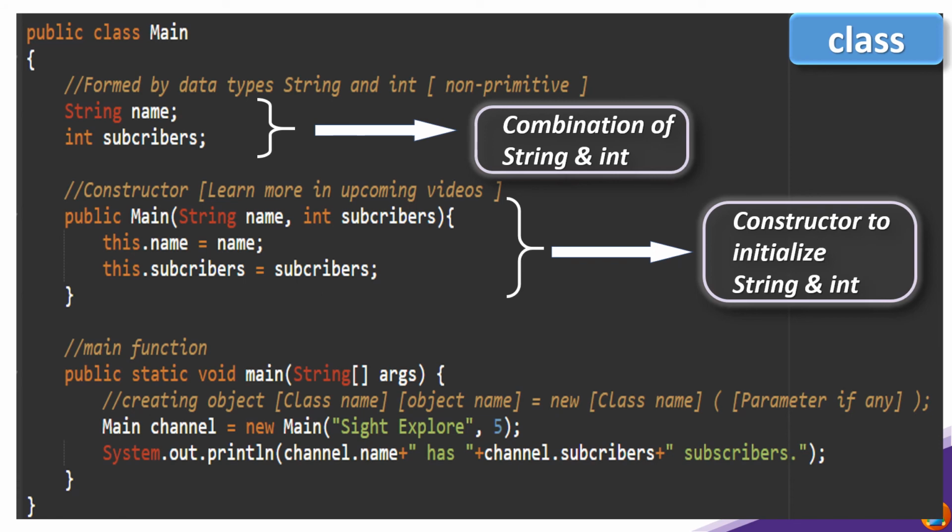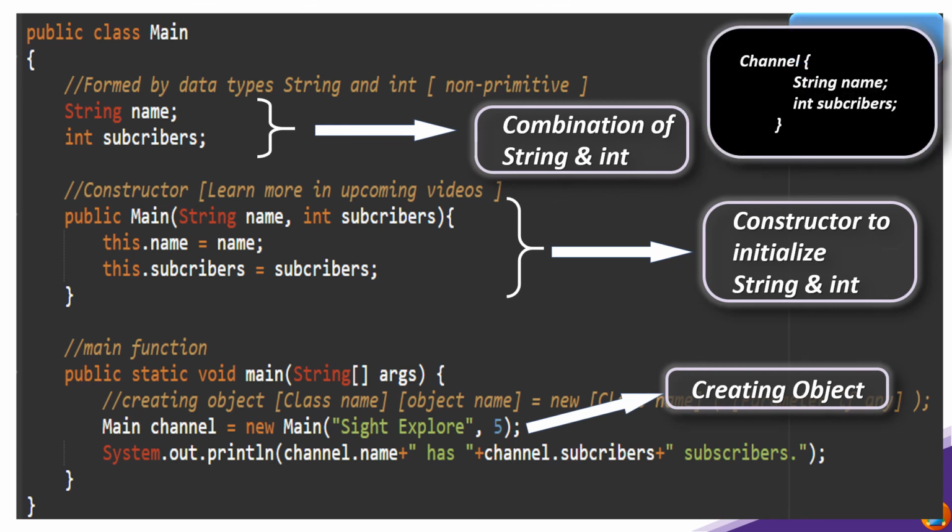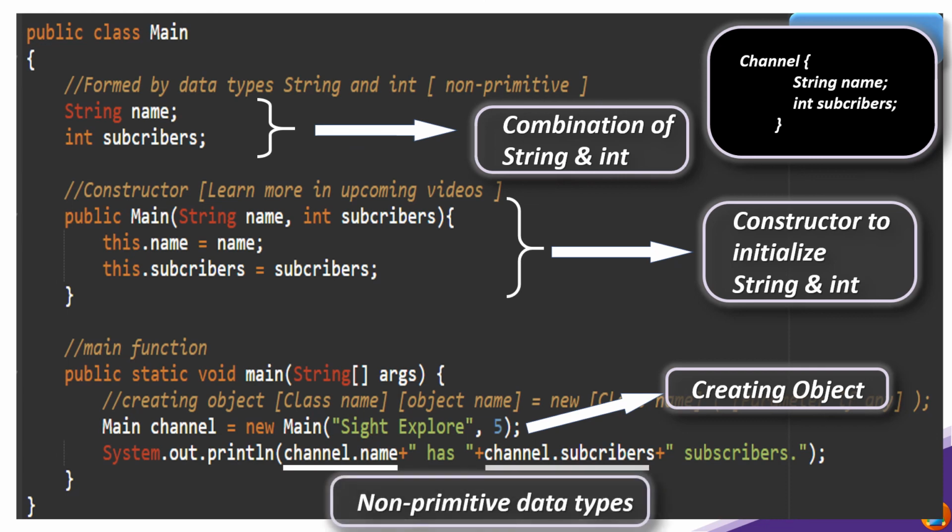We have now created a non-primitive data type using a class. Now the data types can be accessed by creating an object and passing the values to the parameters. Hence the data types in this case will be name of the object dot defined name. That is channel dot name and channel dot subscribers.